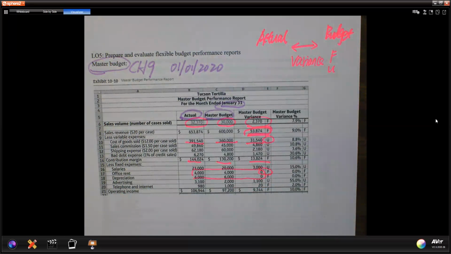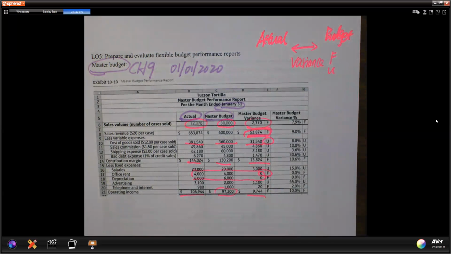And then you compare your operating income. You thought the operating income will be 97,200, but actually it's more than 100,000. So you have a favorable operating income variance. Nothing really much. I just want to go through this table with you to get some idea.